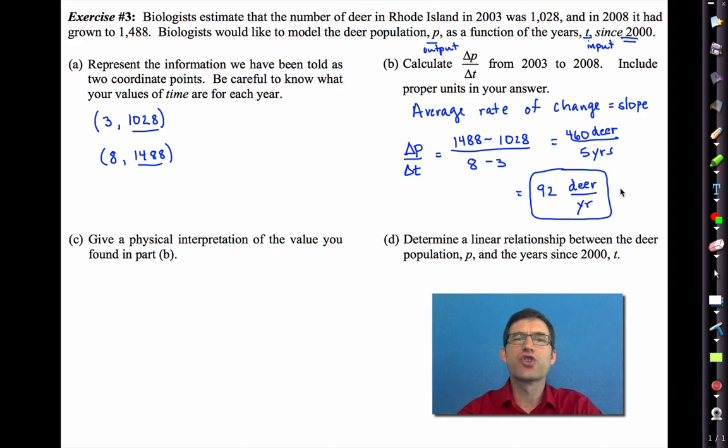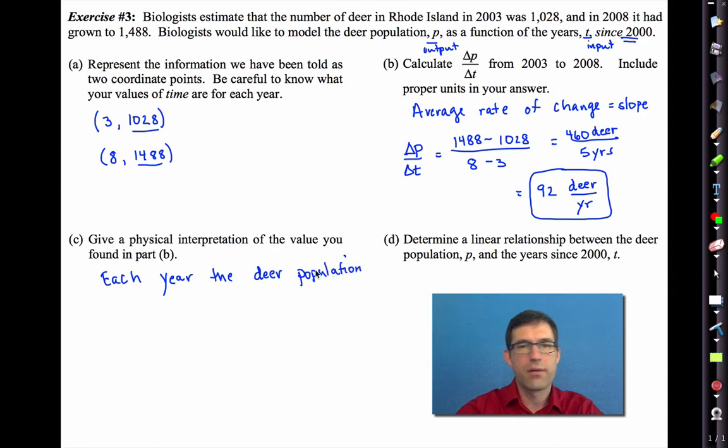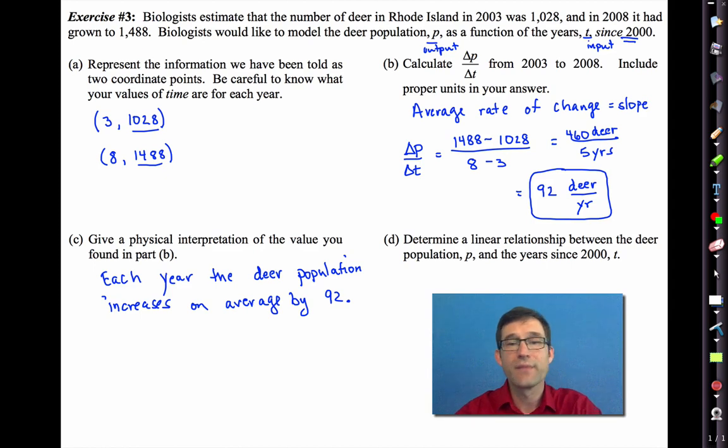Letter C asks us to interpret that. So how do you interpret that value? All right, let's go through it. We interpret it by saying each year the deer population increases on average by 92. That's it, right? For every 1 year, the deer go up by 92.